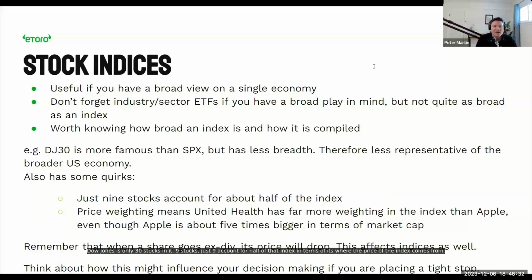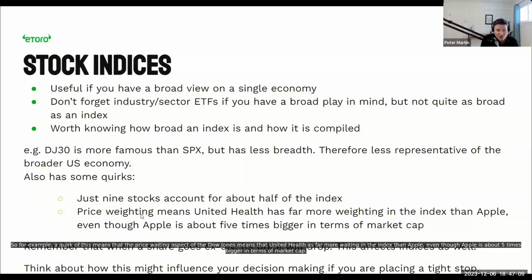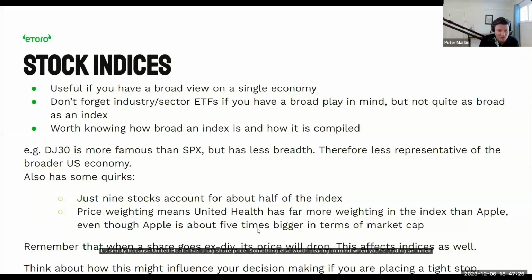And the slightly odd thing about the Dow Jones, a very unusual thing for most indices, is that most are weighted according to capitalization. It's a very logical way to do it, and that's the way the S&P 500, the SPX, works. But the Dow Jones doesn't work that way. It's actually what we call price weighted. It gives a greater weighting according to the share price. If you've got a big share price, you get a big weighting. If you've got a small share price, you don't. What the share price is, is to a great degree quite arbitrary. So, for example, a quirk of this means that United Health has far more weighting in the index than Apple, even though Apple is about 5 times bigger in terms of market cap. It's simply because United Health has a big share price.